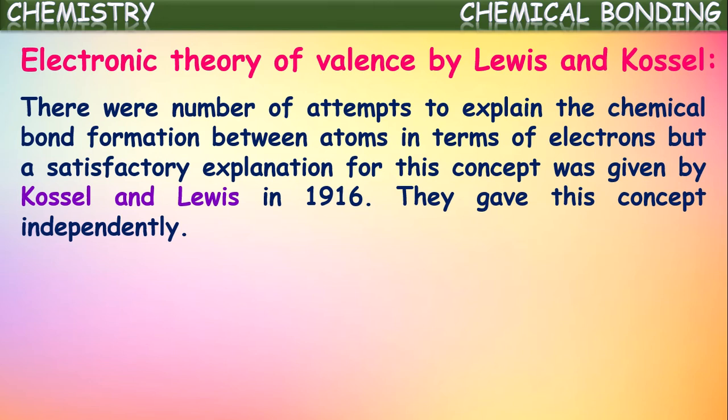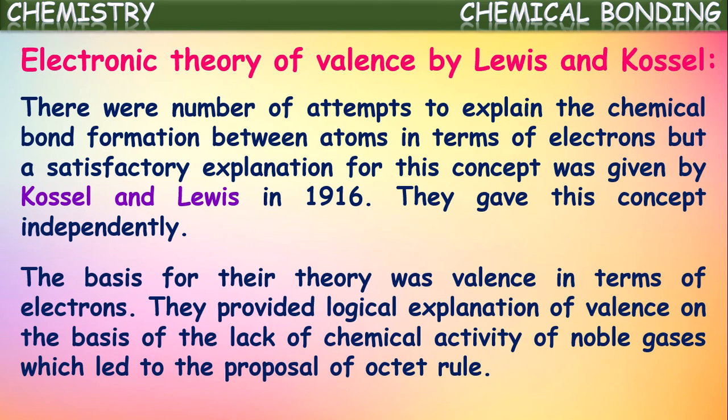So even though many attempts were made by different scientists to explain the concept of chemical bond, one of them, the satisfactory explanation, was given by Kossel and Lewis in 1916, which gave more clarity about the stability and the chemical bond formation of atoms. They gave this concept independently.